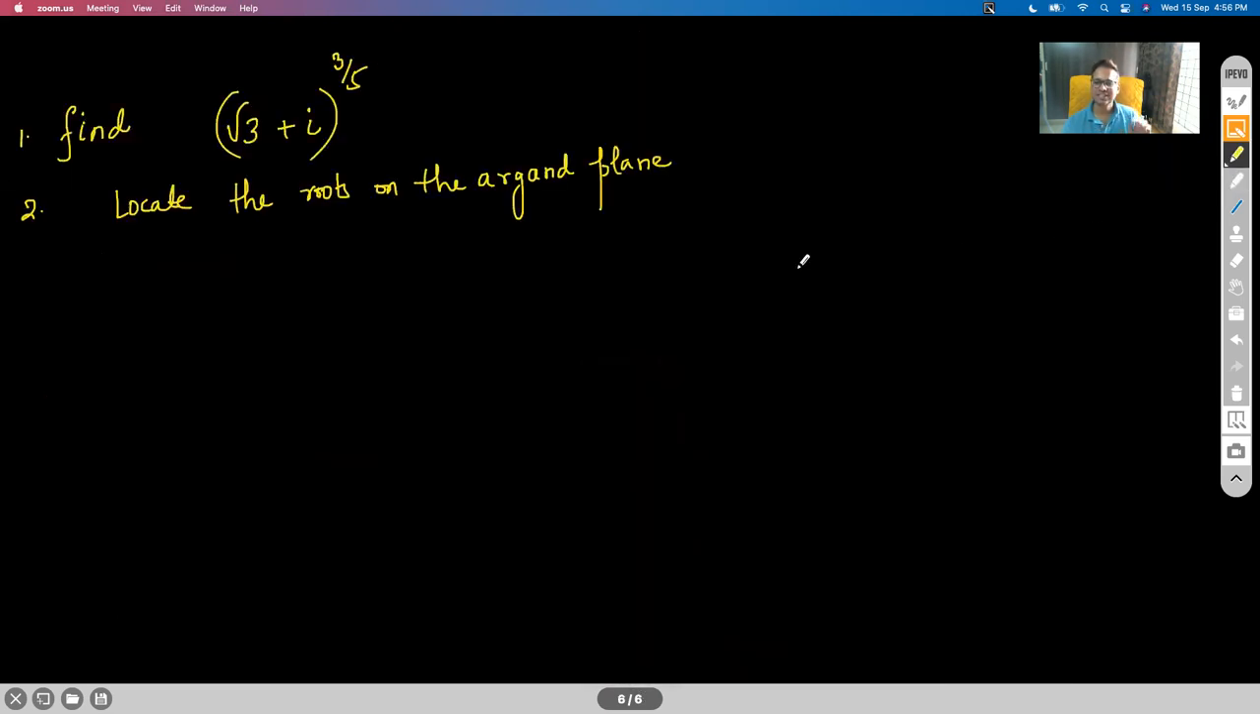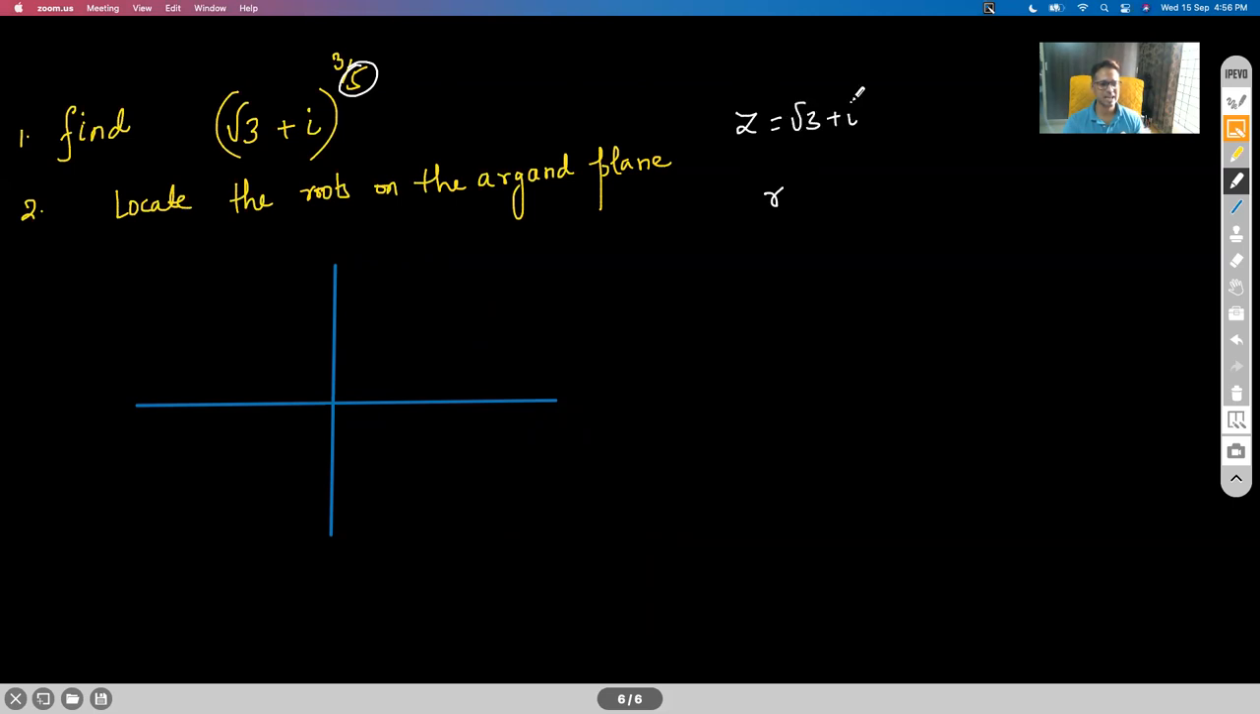Now, the simplest way to get this answer, very easily, I will just directly plot it on the diagram. I will get 5 answers from here, right? Because this base is a 5. So first, find r of the complex number. Let's say Z is root 3 plus i. So what is the modulus of Z? 2, correct. What is the argument of Z, or theta, what we call? Fast. Pi by 6, correct?